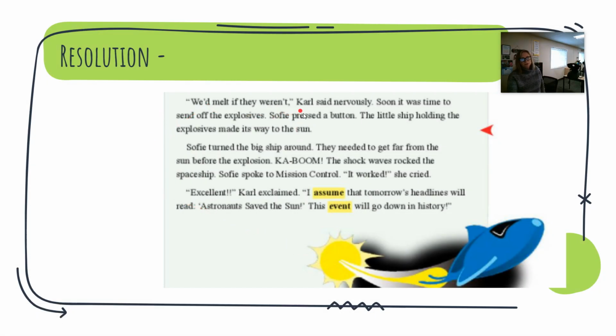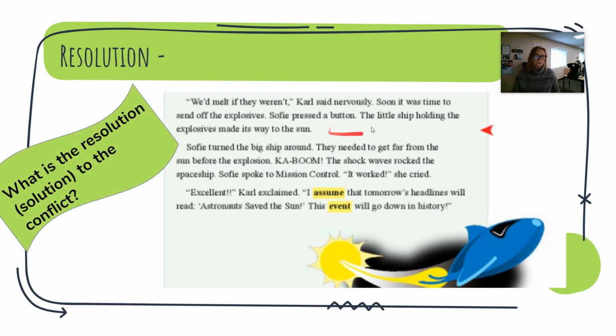We'd melt if they weren't, talking about the heat shields, Carl said nervously. Soon it was time to send off the explosives. Sophie pressed a button. The little ship, holding the explosives, made its way to the sun. Sophie turned the big ship around. They needed to get far from the sun before the explosion. Kaboom! The shockwaves rocked the spaceship. Sophie spoke to Mission Control. It worked, she cried. Excellent, Carl exclaimed. I assume that tomorrow's headlines will read, Astronauts Save the Sun. This event will go down in history.